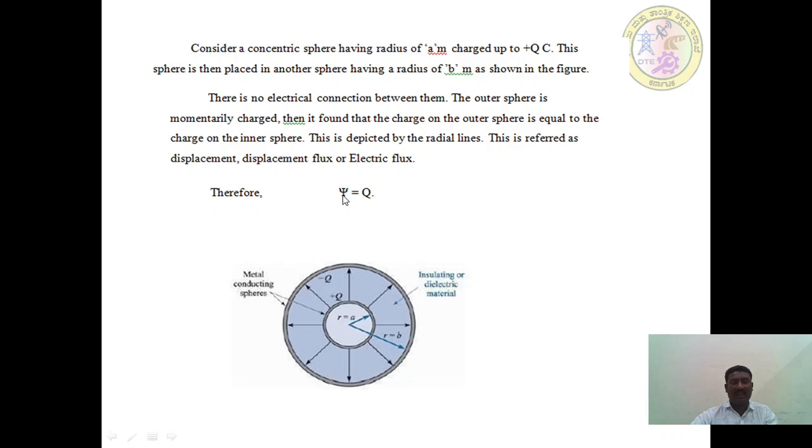The electric flux represented by psi is equal to charge Q. How much amount of the charge is there, the same amount of the electric flux is existing. Therefore, you can say that psi is equal to Q. Charge is equal to electric flux.